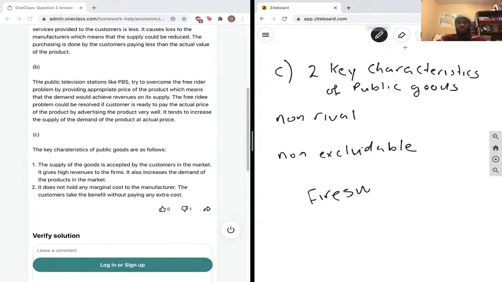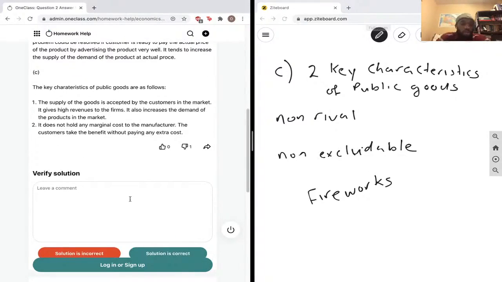Fireworks, because you can't really stop anyone from consuming the benefit that fireworks have because everyone sees it in the sky when they light up. And they're non-rival because, let's say I'm the one with the fireworks, as I set up the fireworks, it doesn't stop another person from using those same fireworks, because again, you're just looking up in the sky and you see them, and everyone can benefit from it.